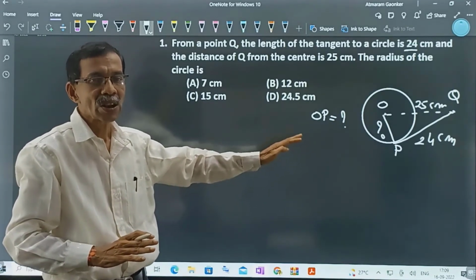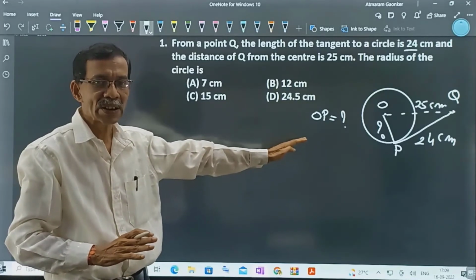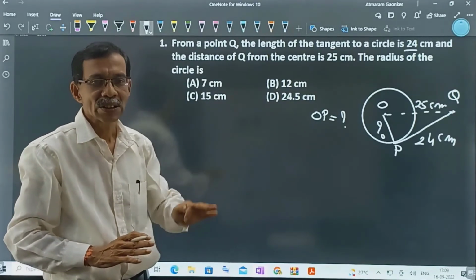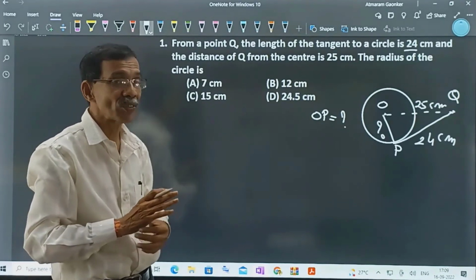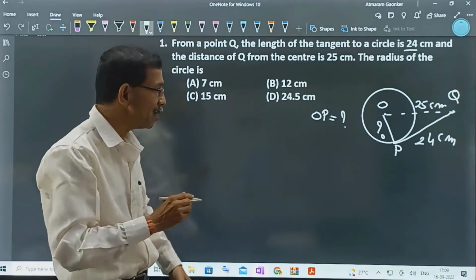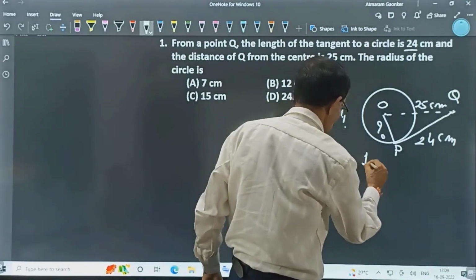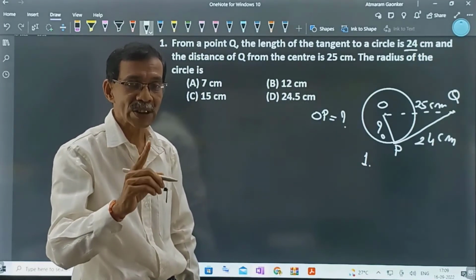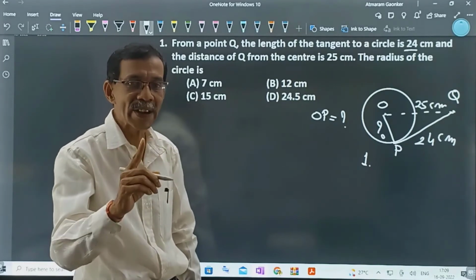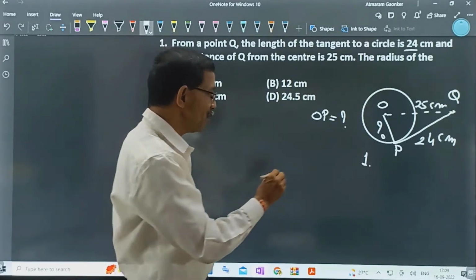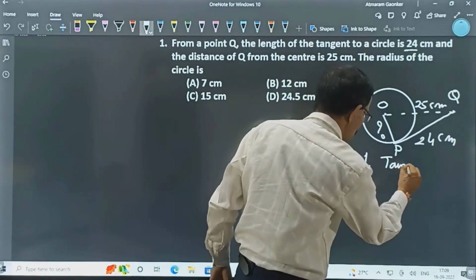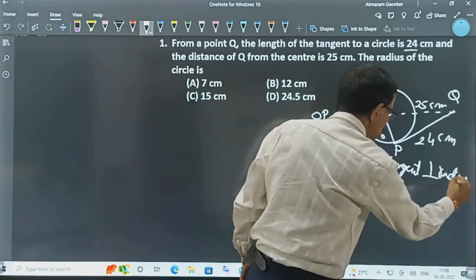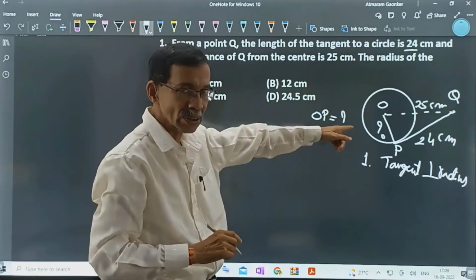The second step is also done, noted down the quantities in the diagram, given quantities, and also noted down whatever is asked. Then the third step, what are the concepts required to solve this problem? Concept number one is, as per one of the theorems, the tangent to a circle is perpendicular to the radius through the point of contact. That means tangent and radius, they are perpendicular. This is the first concept you require to solve this problem.